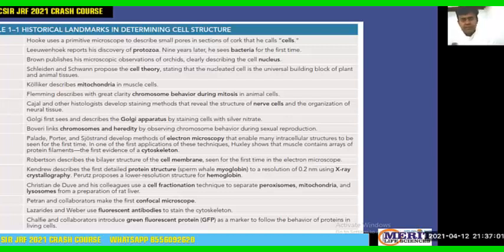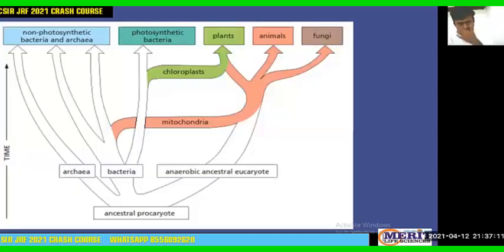In the last 2 years, a lot of questions have been asked in the CSIR on green fluorescent protein staining and the behavior of proteins in living cells. So, just a quick recap about cell biology, because I'm just coming to the membrane structure.